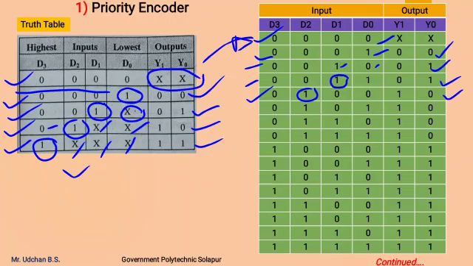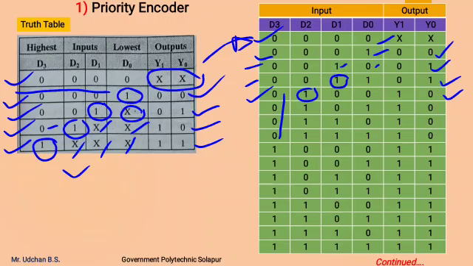It means for all these 4 cases, we will get output with respect to D2 only, whatever may be the D1 or D0. As D2 is having highest priority, we are going to get output as 1 0 when D2 is 1, provided D3 is 0, irrespective of input status at D1 and D0.